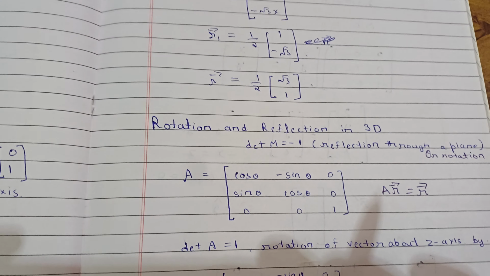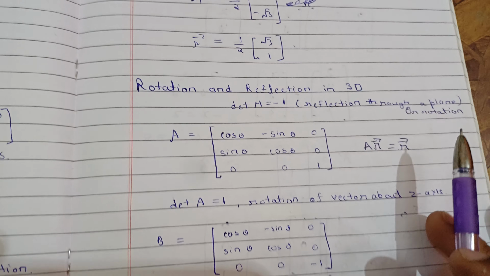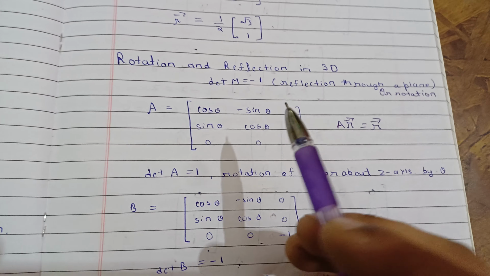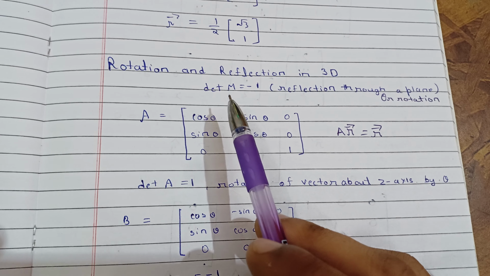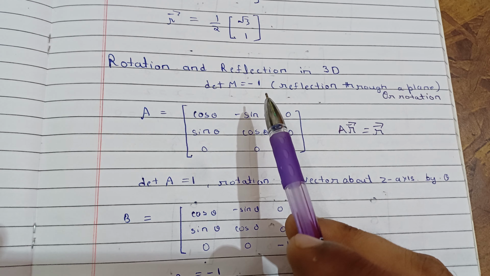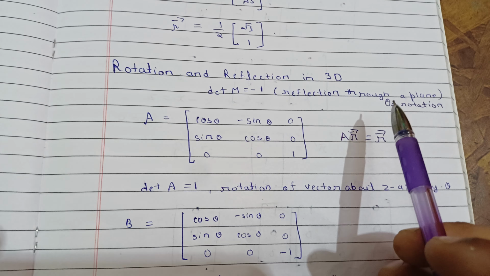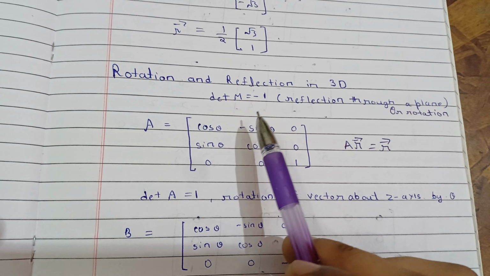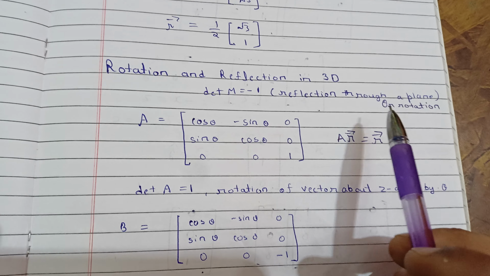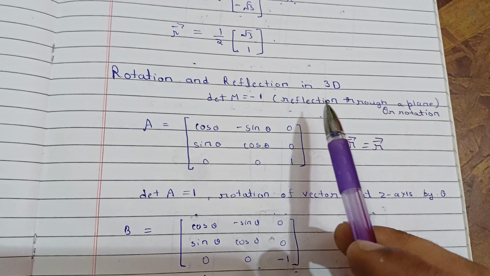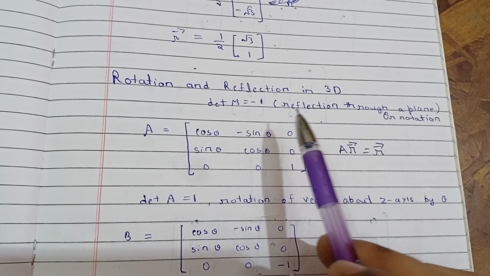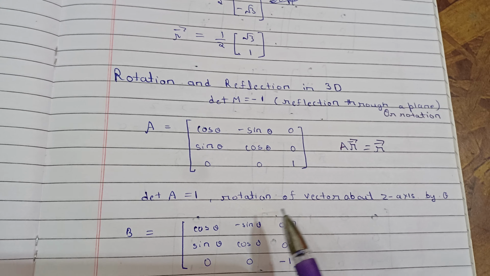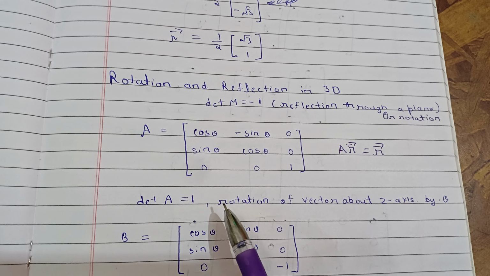Now you understand the reflection and rotation in 2D. So we'll move forward to rotation and reflection in 3D. In 3D, if the determinant comes out to be -1, then reflection is definitely possible, but rotation can also be involved if the determinant is -1. Just remember this. In 2D, there was only reflection if it is -1, but in 3D, rotation can also be involved. And if the determinant is 1, then only rotation will be involved.